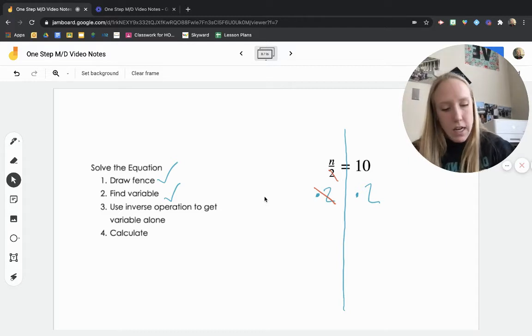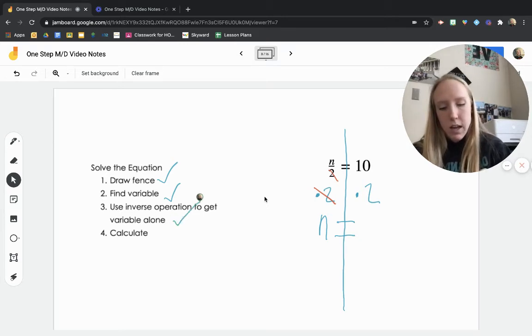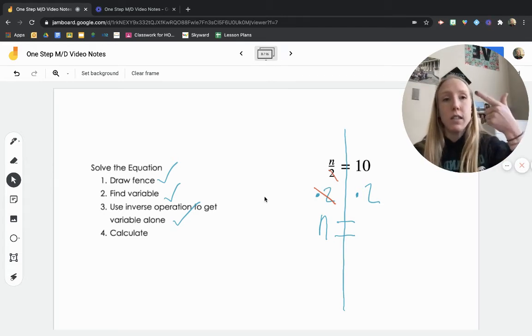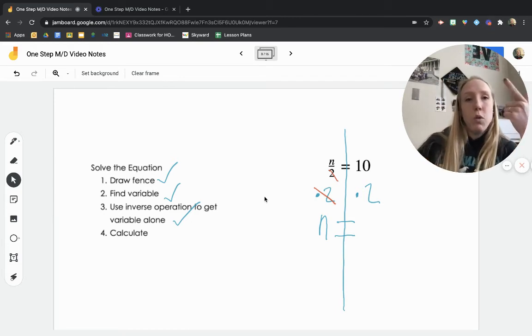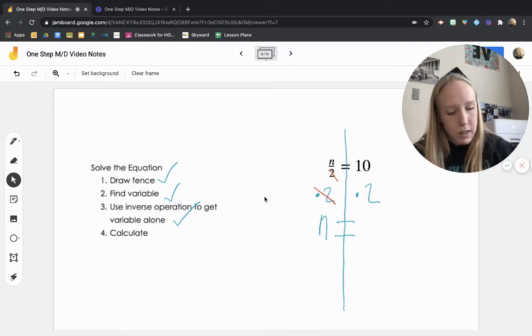So on this side, all I have is n, and I put my equal sign right in the middle. And then I have to calculate, what is 10 times 2? So you can count by 2s or you can count by 10s to multiply this. So I would do 10, 20. The other way you can think about it is 10 twos. So you're going to go 2, 4, 6, 8, 10, 12, 14, 16, 18, 20. Either way, we get 20.